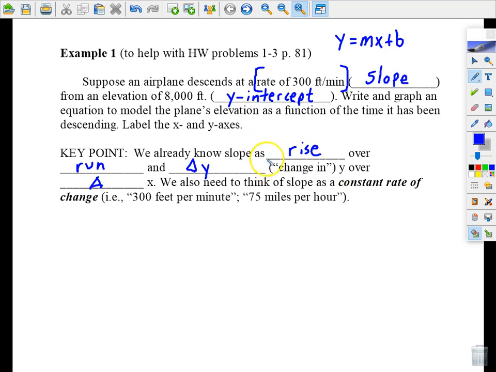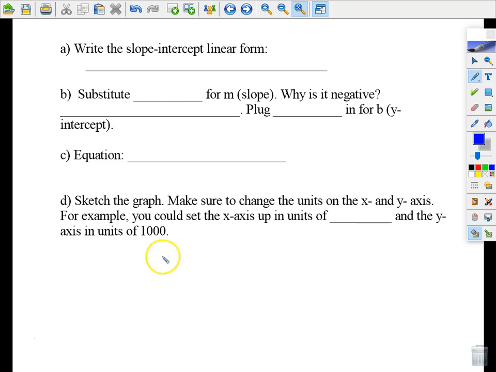They're all correct, they're just all different ways of perceiving slope, and that is slope as a constant rate of change or constant movement. Some key phrases to be on the lookout for are like 300 feet per minute and 75 miles per hour. That means we're moving a certain distance over a certain amount of time. Distance over time.